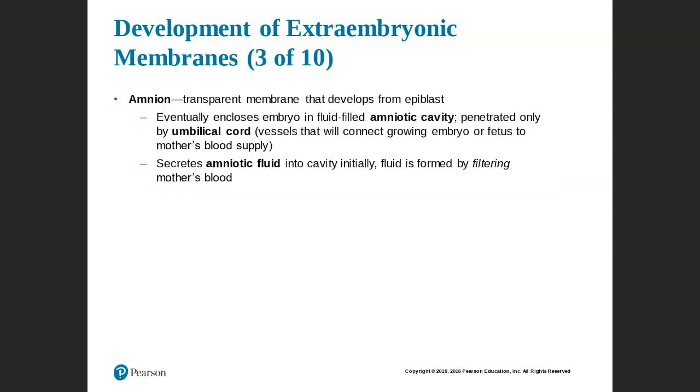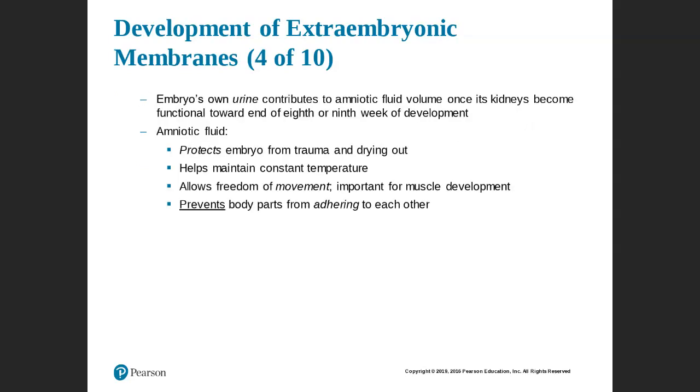The amnion is a transparent membrane that develops from the epiblast. It eventually encloses the embryo in the fluid-filled amniotic cavity. It's only penetrated by the umbilical cord, which contains the vessels that will connect the growing embryo or fetus to the mother's blood supply. It secretes amniotic fluid into the cavity initially, and this fluid is formed by filtering the mother's blood. The embryo's own urine will contribute to the amniotic fluid volume once the kidneys have become functional toward the end of the 8th or 9th week of development.